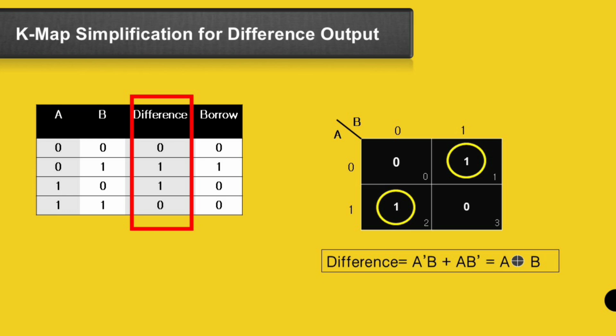When we plot these values on the K-map, the two ones appear diagonally opposite each other. Since diagonal cells cannot be grouped, the expression cannot be simplified into a larger group, so the final minimized expression for the difference becomes A bar B plus A B bar. This is exactly the XOR function. Therefore, the difference output of the half subtractor is A XOR B.